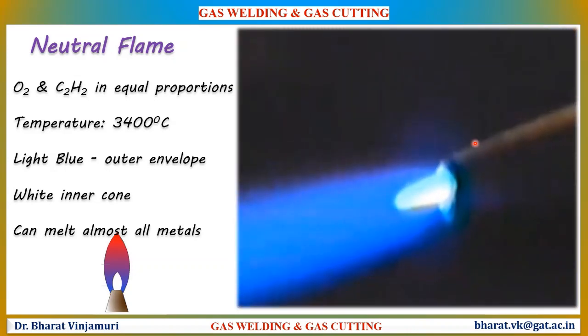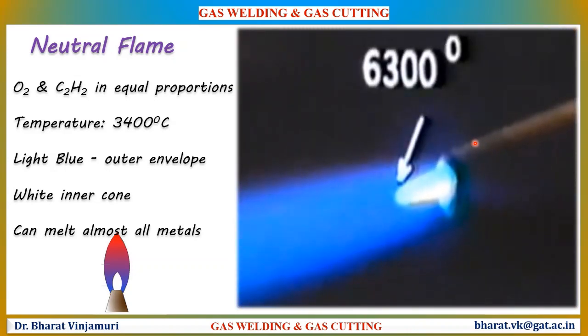The tip of the inner cone is the hottest part of the flame, reaching a temperature of approximately 6300 degrees Fahrenheit or 3400 degrees Celsius. A neutral flame can be used to weld all the metals, including cast iron, malleable iron, wrought iron, and high-strength steels.